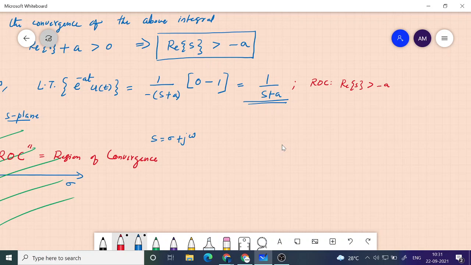So Laplace transform of e raised to minus at u of t is equal to 1 by s plus a with ROC real part of s greater than minus a. Together they represent the result.